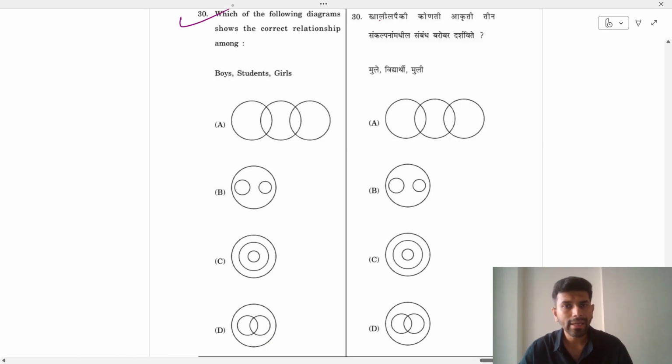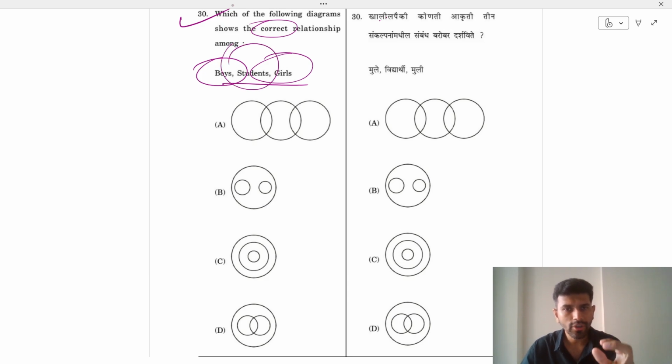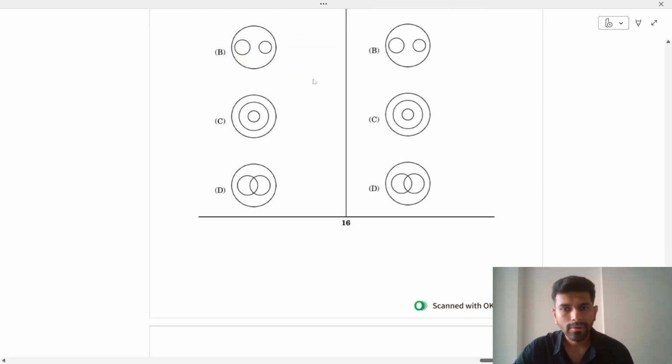Next, which of the following diagram shows the correct relationship among boys, students, girls? Students will include some boys and some girls. There will also be some boys who are not students and some girls who are not students. So option A is the correct answer. This area represents students, this is boys and girls. Some girls are students, some boys are students, some girls are not students, some boys are not students. So correct option is option A.